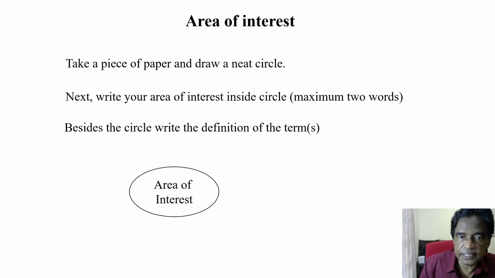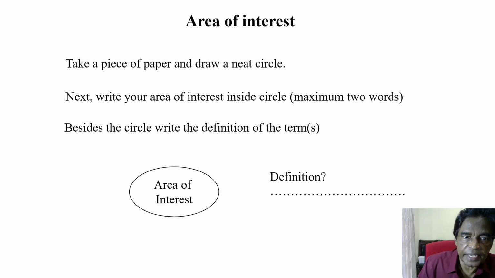And beside the circle, write the definition of the area of interest. If your area of interest is dengue, write there what is the definition of dengue. Don't assume that everybody knows what dengue is. You define it, right? If your area is diabetes, you define it. What is diabetes? Don't assume people understand whatever area you're talking about. You define it according to your research, right?